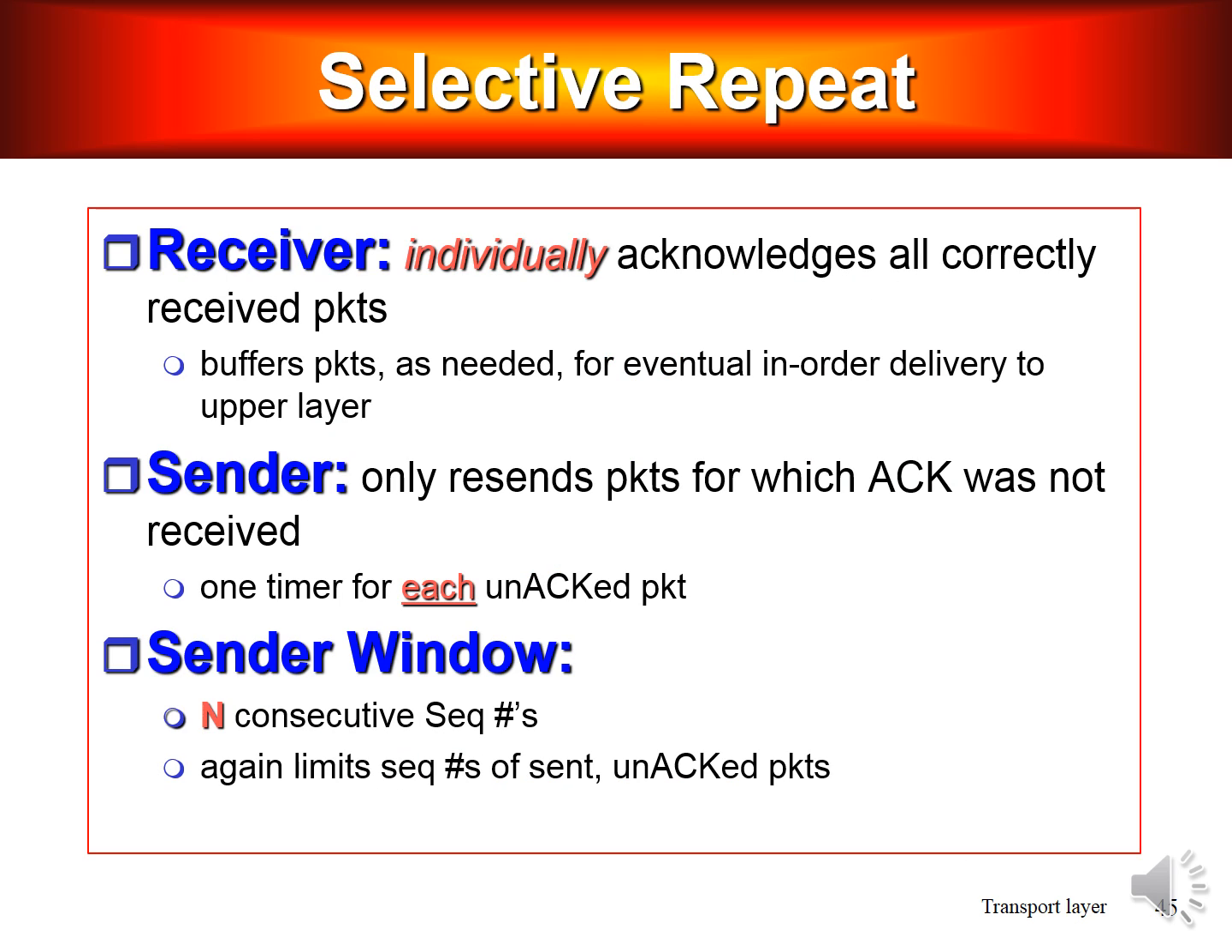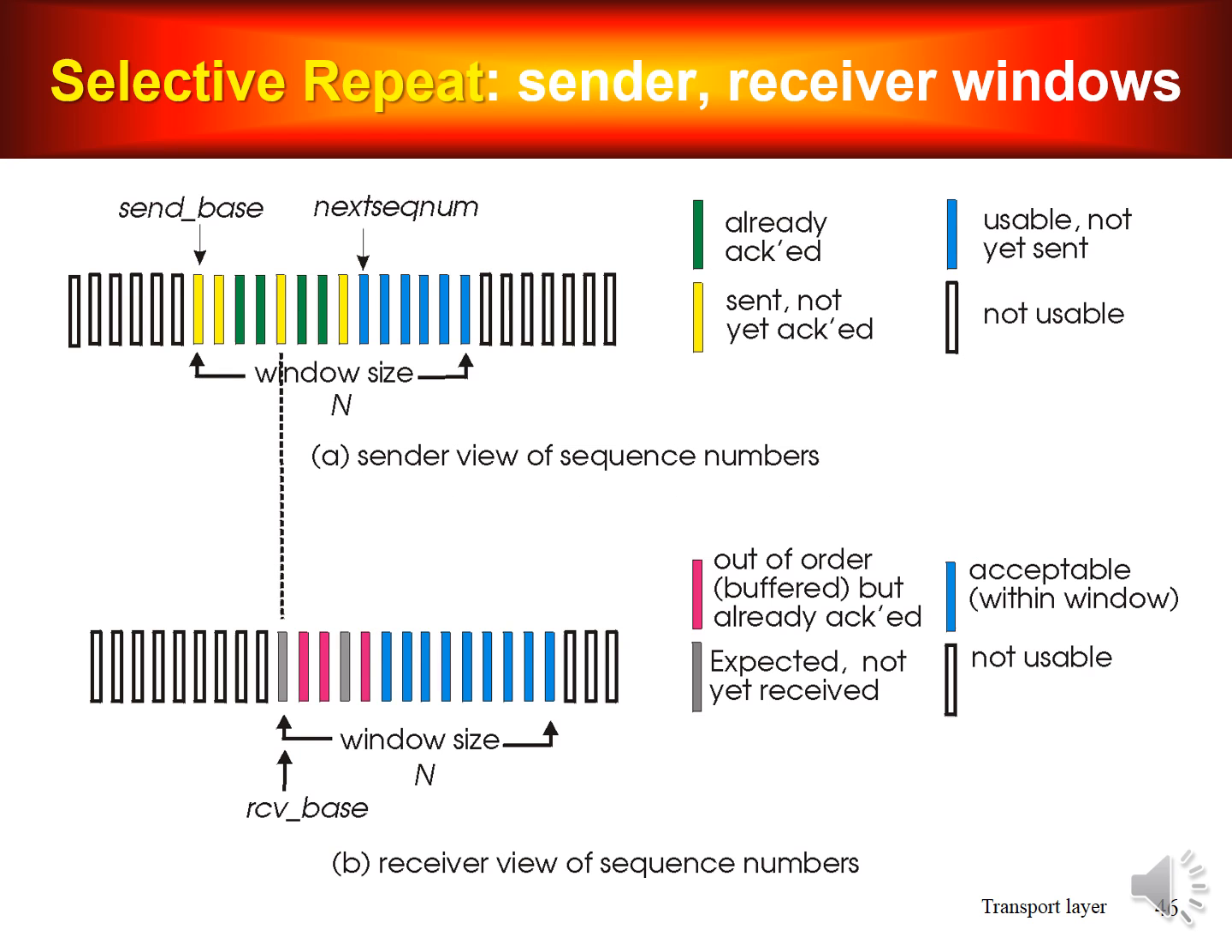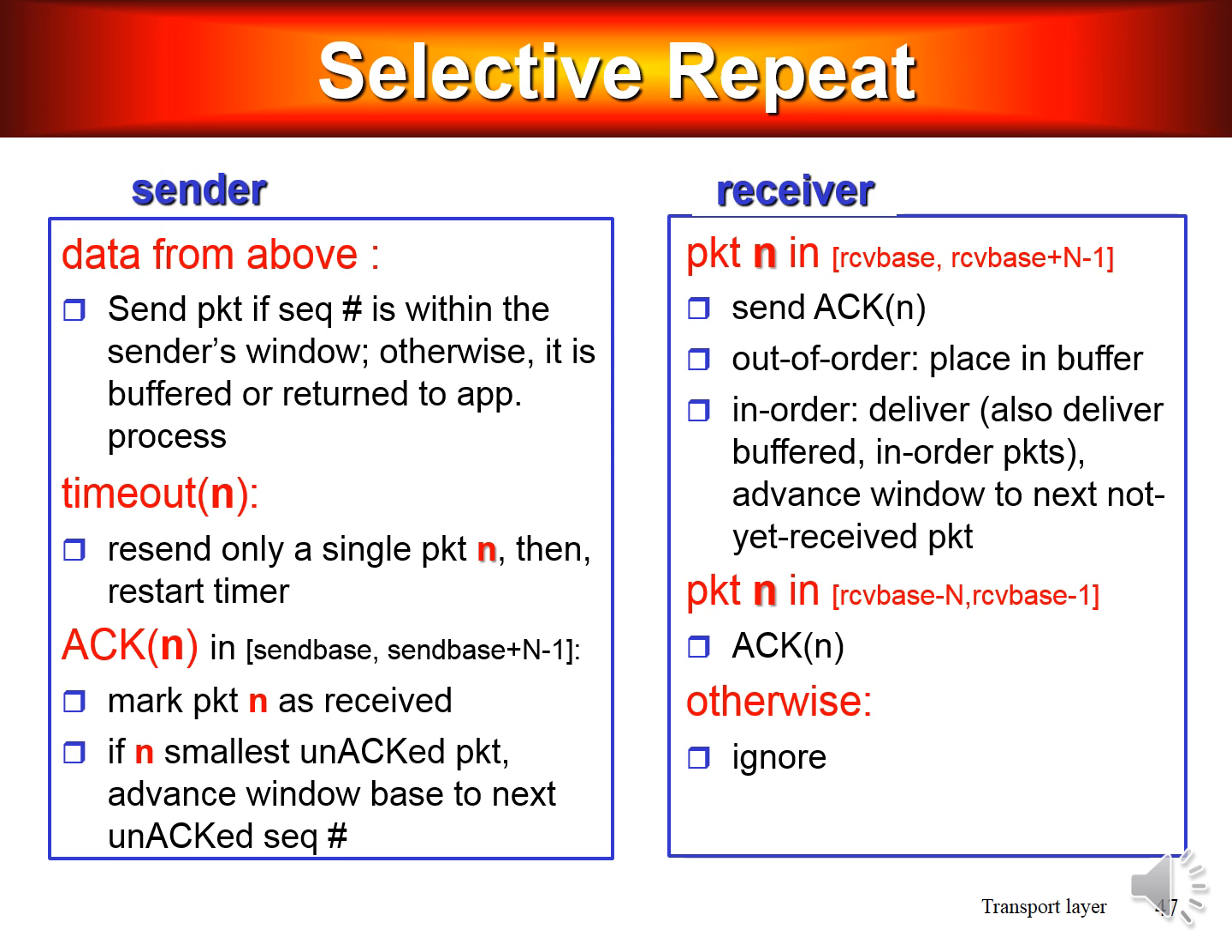Now selective repeat. The receiver individually acknowledges all correctly received packets and buffers packets as needed, for eventual in-order delivery to the upper layer. The sender only resends packets for which an acknowledgement was not received. The sender window has N consecutive sequence numbers, again limiting the sequence numbers of sent unacknowledged packets. On the sender side, if data arrives from above within the window, it is sent; otherwise it is returned to the application. On timeout, only that single packet is retransmitted.